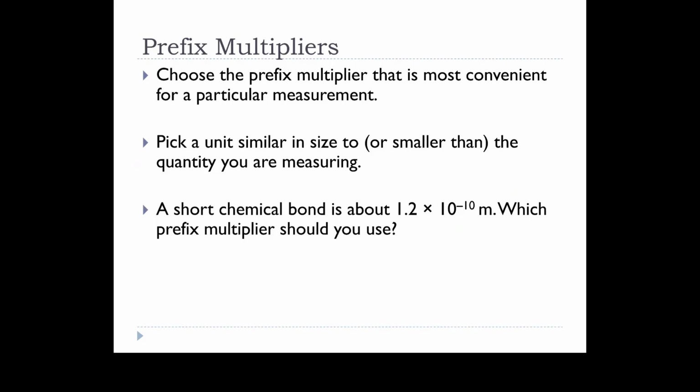So here's an example, right? A chemical bond is about 1.2 times 10 to the minus 10 meters. What would be the best unit to use in order to represent that number? Because we have a hard time understanding what that number means, right? So let me give you some choices here. We could use micro, which is 10 to the minus 6. We could use nano, which is 10 to the minus 9. We could use pico, which is 10 to the minus 12.